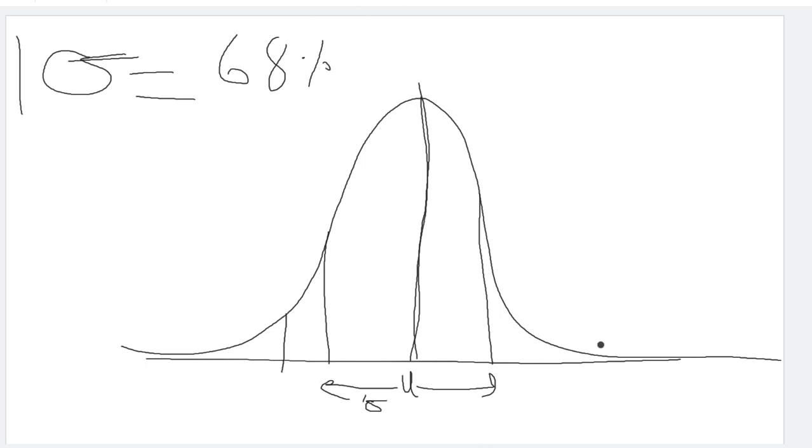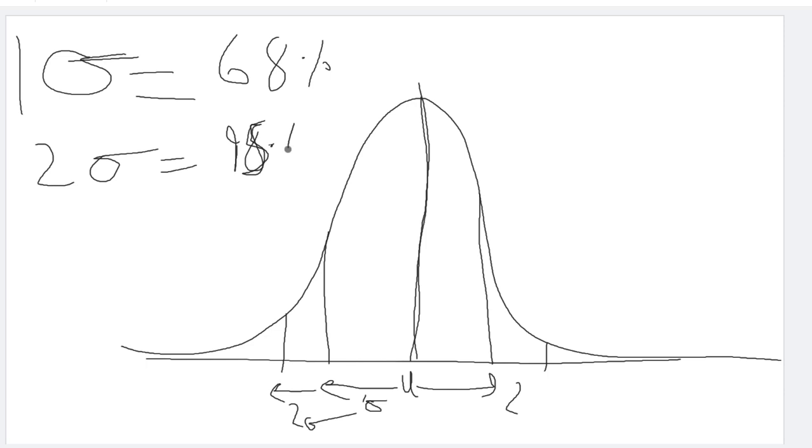The empirical rule also states that within two standard deviations, we cover 95.4%. And within three standard deviations, we cover 99.7%. So that's the empirical rule. Just thought I'd go over that real quick.